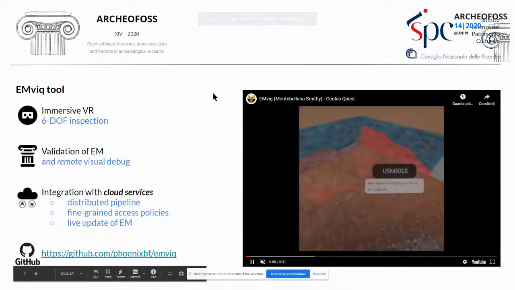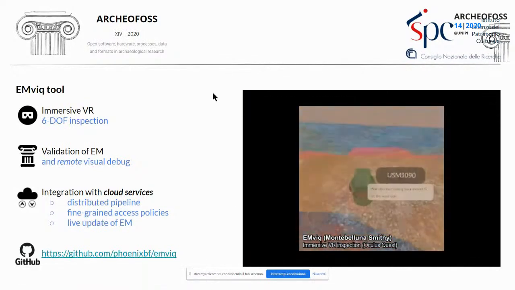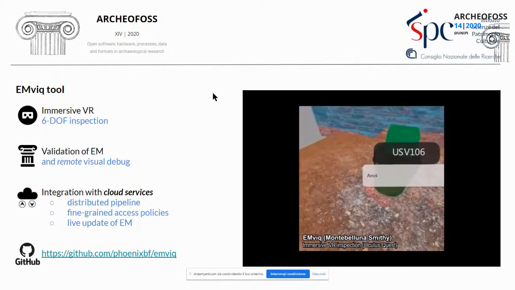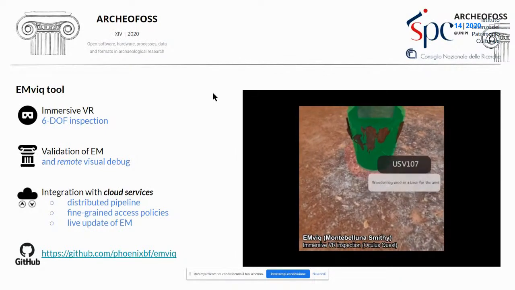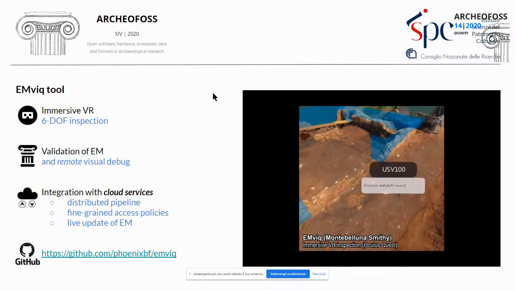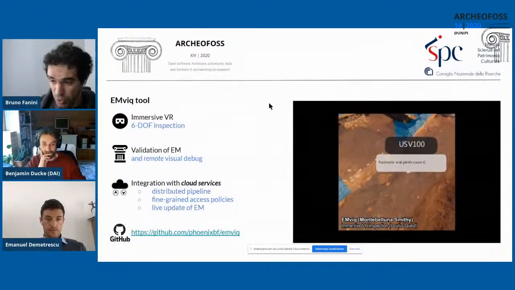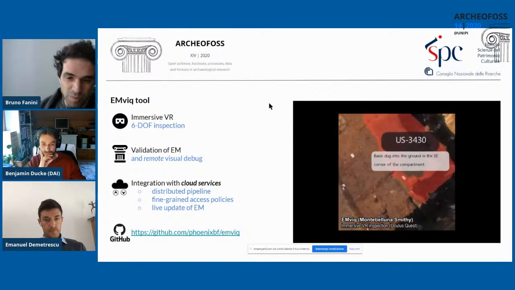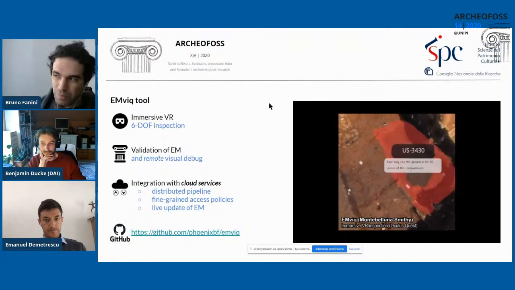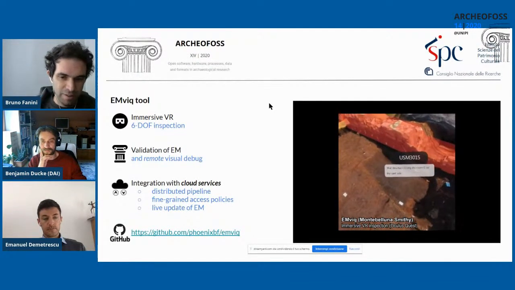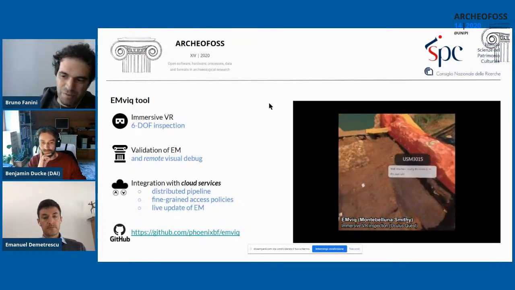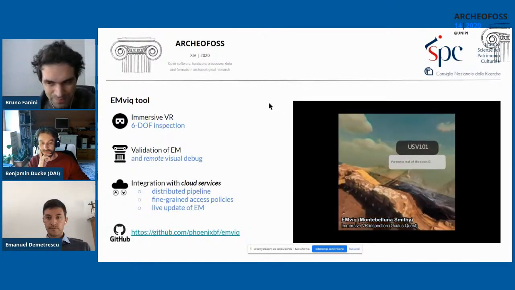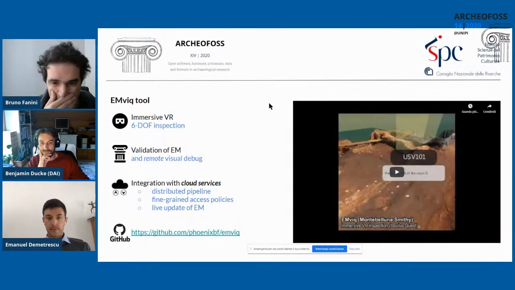As I was saying, the tool supports immersive VR. So we are here looking at footage recorded on Oculus Quest. Once again, there is no installation. It's just a link that you can open, and you can explore this kind of experience. So you can perform a very close inspection, in this case of Montebelluna. It has also proved very useful for us to validate an extended matrix, because you basically have a sort of validation tool. You can perform a visual debug while you are designing your extended matrix.